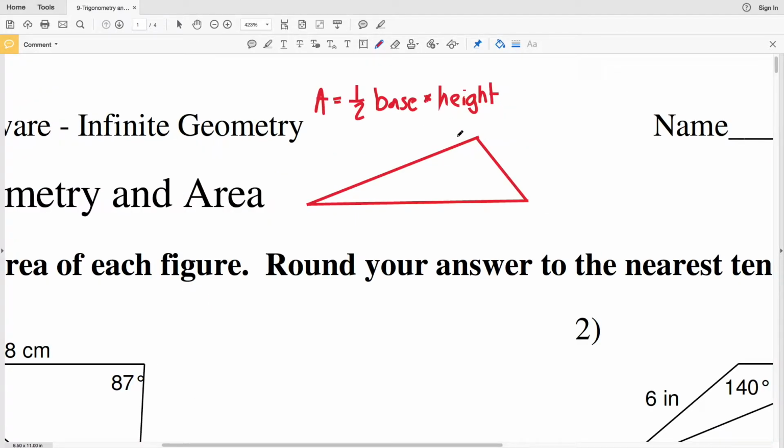Now, normally area we know for a triangle is 1/2 the base times the height. But let's say that we're not given the base and we're not given the height, but we're given an angle and the length of two sides. Let me show you a quick way for calculating area.